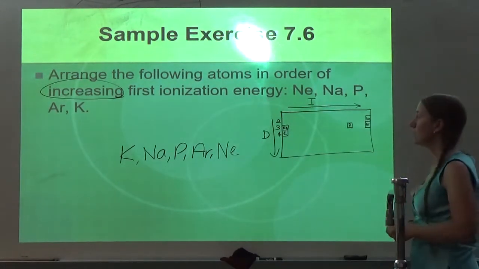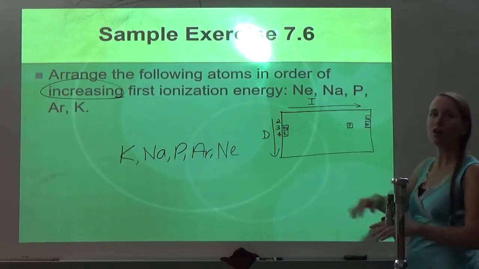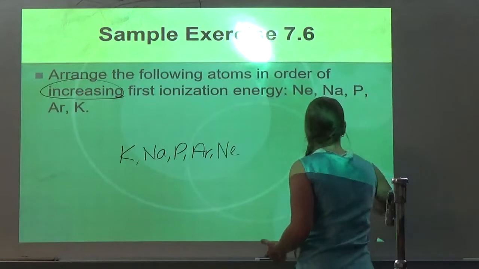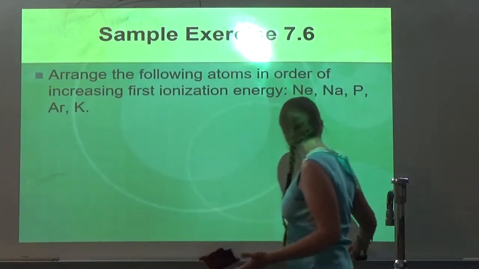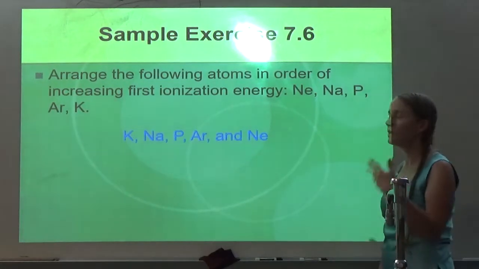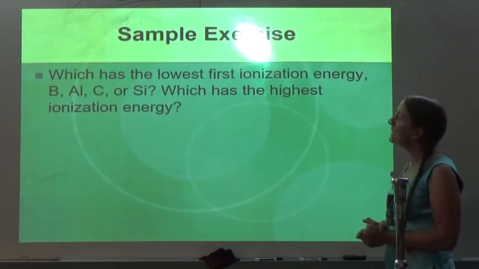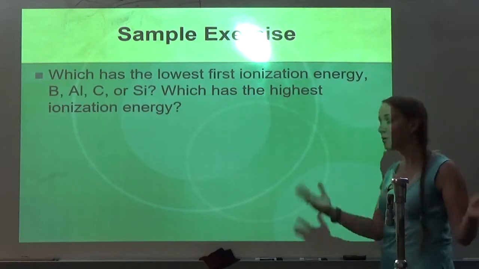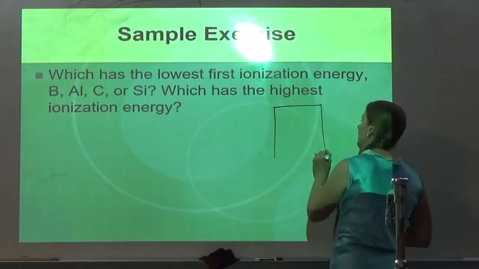Like I said, y'all, just focus on one row at a time. Don't try to compare all of them or that gets a little confusing. Hopefully you got that. And you'll have a periodic table during the AP exam so you can identify where all the elements are. It says which has the lowest first ionization energy, B, Al, C, or Si, which has the highest. Pause the video, you try that one. I'll assume you've done that, and then we'll look at it together.